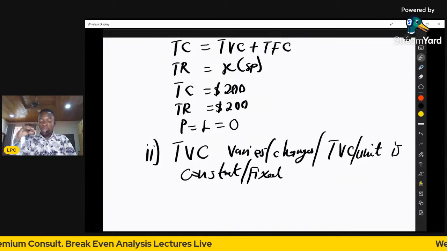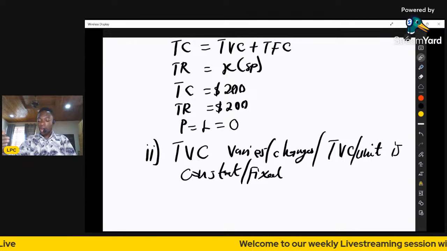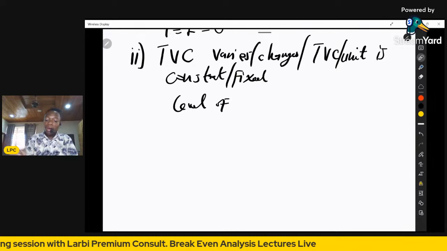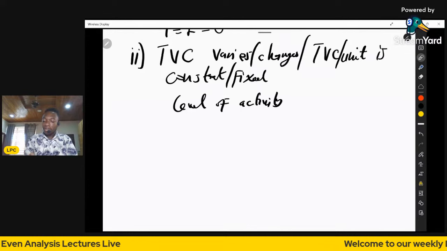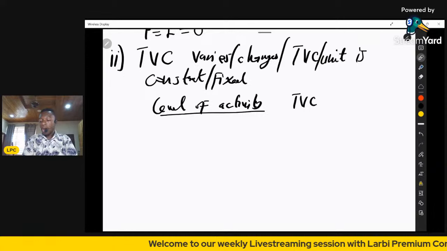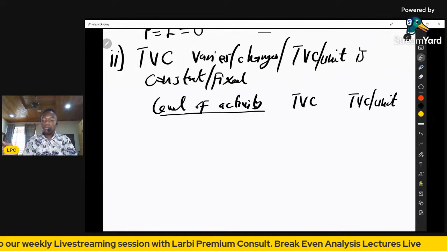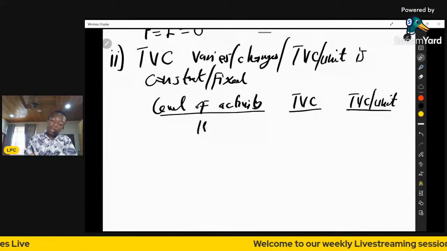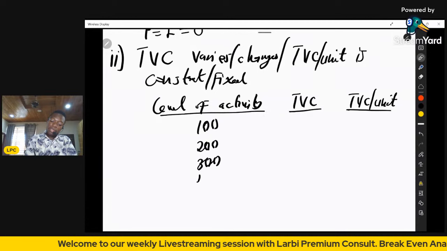And how do you explain this assumption? Let's say, for example, we have our level of activity as an organization. Let's say we have four levels of activity. We have our total variable cost, and we have our unit variable cost. In terms of our level of activity, the first one we have 100, the second 200, the third 300, and the fourth 400.